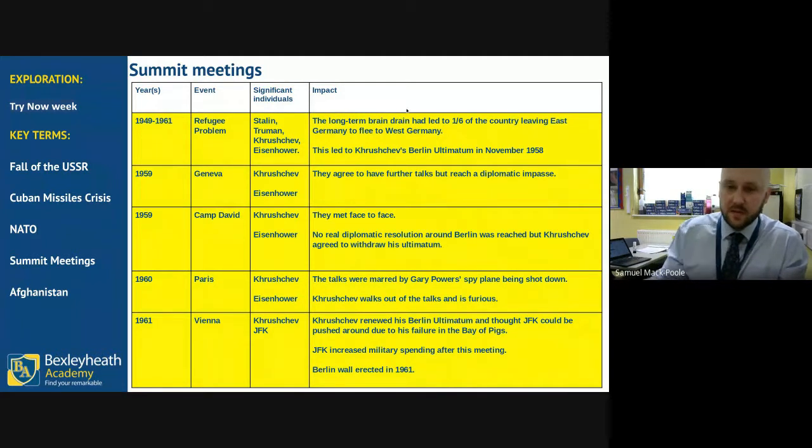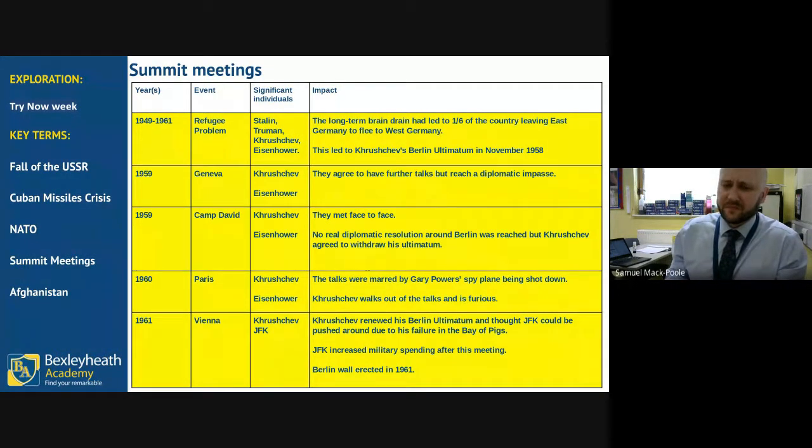Now, there is a result. There is an impact to this. Again, no concrete diplomatic resolution or solution around Berlin was made, but Khrushchev did agree to withdraw his ultimatum. Now, you're going to see why this is the high point of these summit meetings.